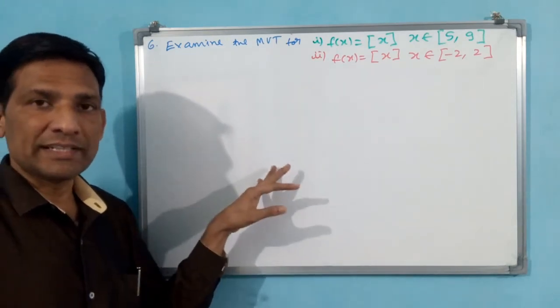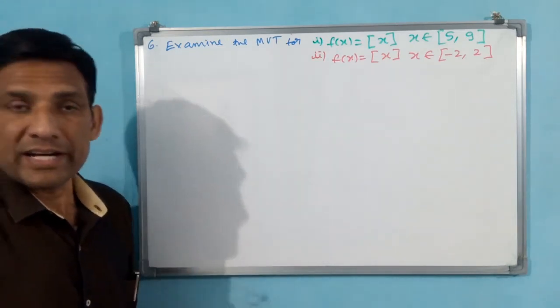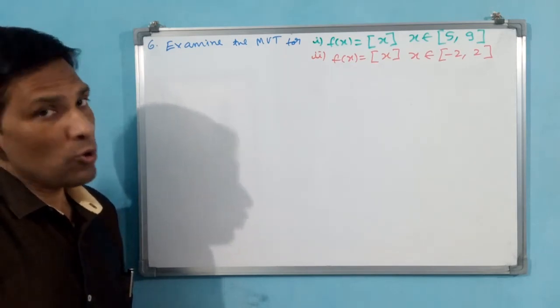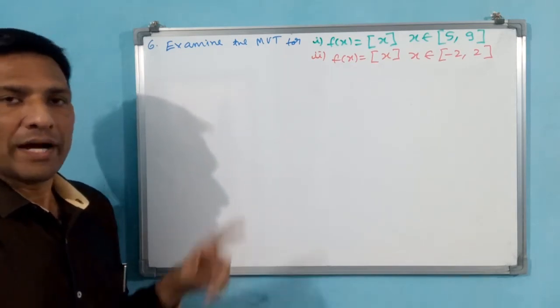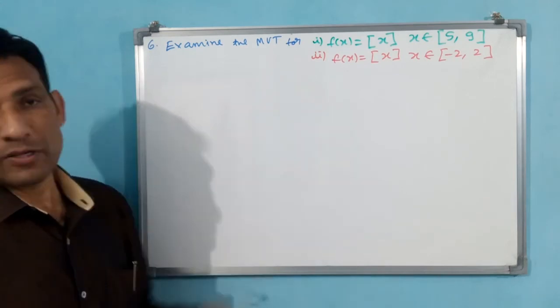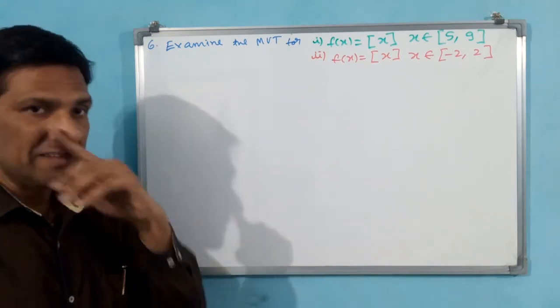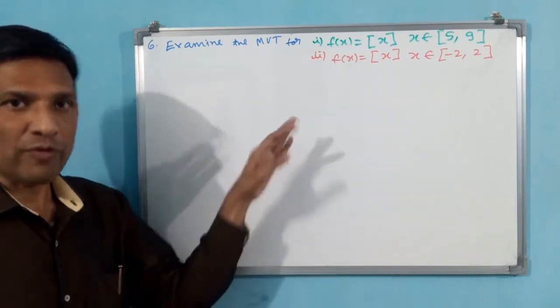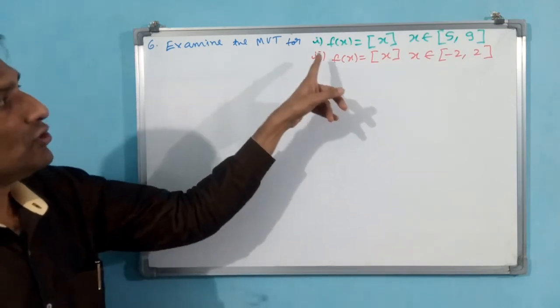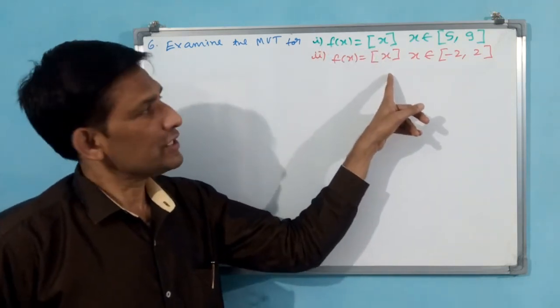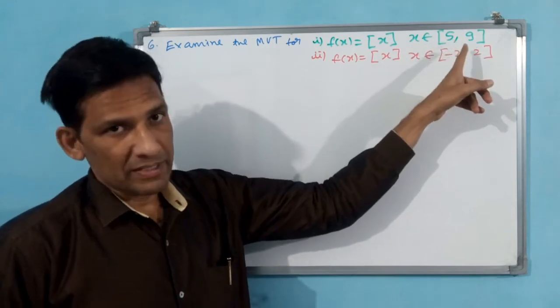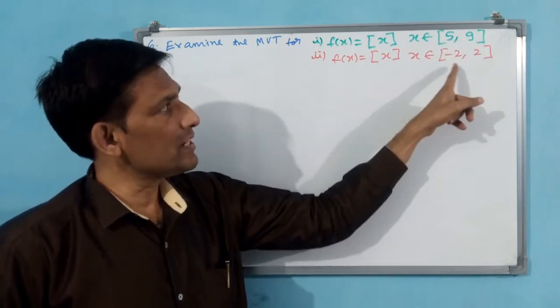See the 6th question. It is nothing but the 2nd question only. In the 2nd question we saw Rolle's theorem for 3 functions, and here we have to see the mean value theorem. Examine the mean value theorem for these 3 functions. First 2 functions I have written. You first understand these 2 functions are greatest integer functions at different intervals. This interval is 5, 9, this interval is minus 2, 2.